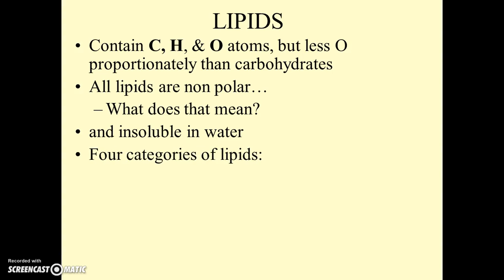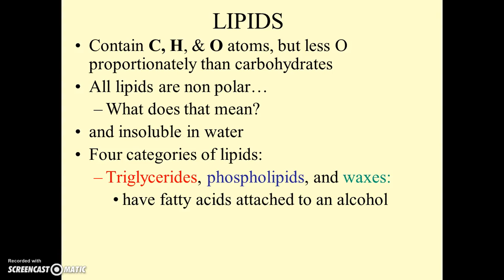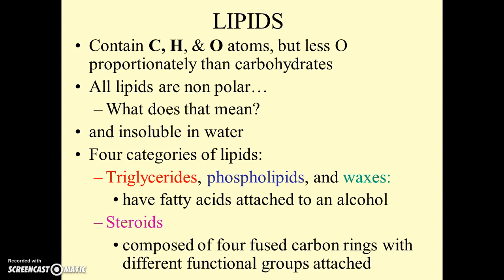And we are going to be covering the 4 categories of lipids: triglycerides, phospholipids, and waxes. Those are fatty acids attached to an alcohol. And that last category is steroids, which are composed of 4 fused carbon rings with different functional groups attached. So if you remember the last functional group we talked about, it was a hydroxyl group, which was OH.